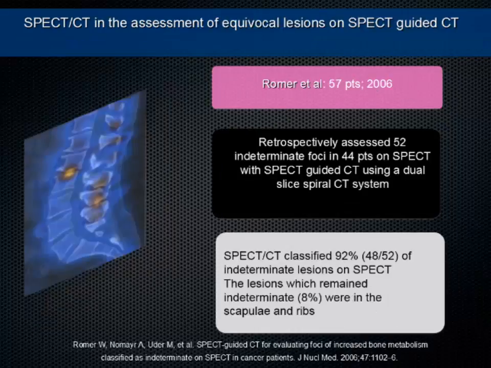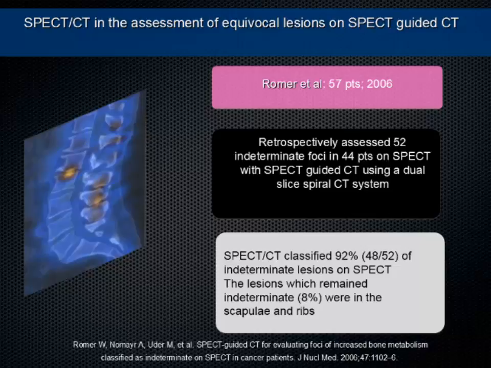This is another paper from Homer. He looked at 57 patients. It's a retrospective study, 52 indeterminate lesions in 44 patients, and by using SPECT CT, he could say whether it's benign or malignant in 92% of the patient group. And we do have problems, especially if it is in the scapula or the ribs. So in spite of having SPECT CTs, we can't really say whether it is a benign pathology or malignant. So still we have problems in about 8 to 10% of the patients, but in about 90% of the cases we can be definitely sure and confirm whether it's benign or malignant.